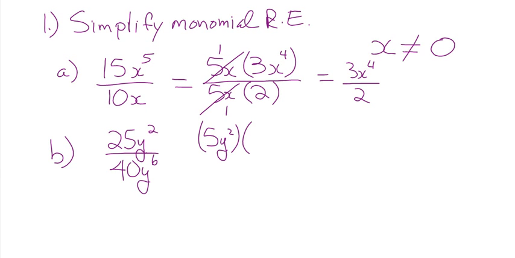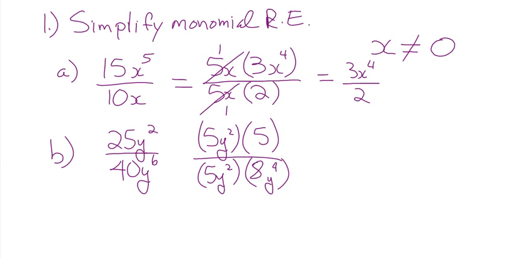So now how do I get 25y squared? If I've got 5y squared, what do I multiply that by? By 5, right? Okay, and we've got a 5y squared here. What do we do to get 40? What number do I put in? 8. What do we do to get y to the 6th? Y to the 4th, right? Because they got to add up.